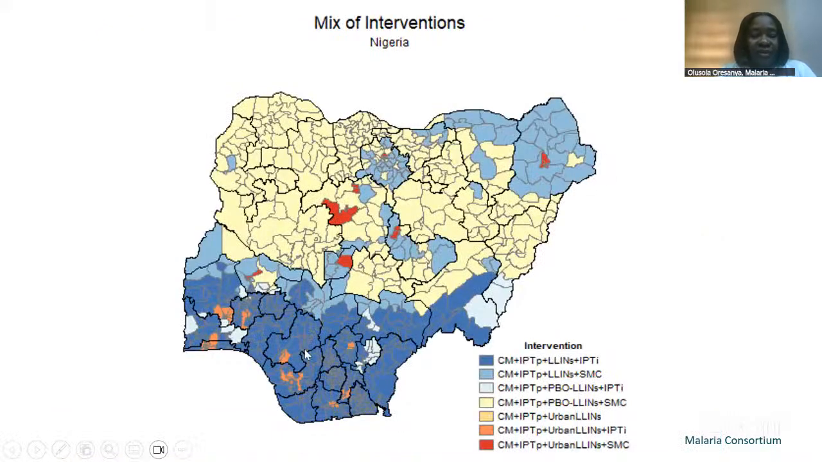So I'm rounding off now. So at the end of the stratification exercise, those areas that were identified on the malaria risk map as high.